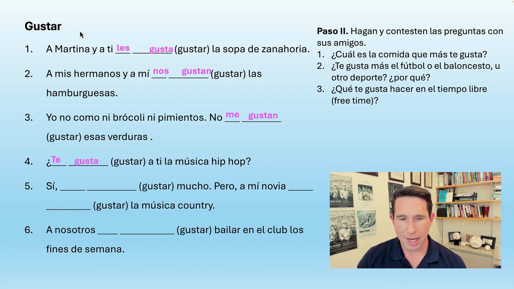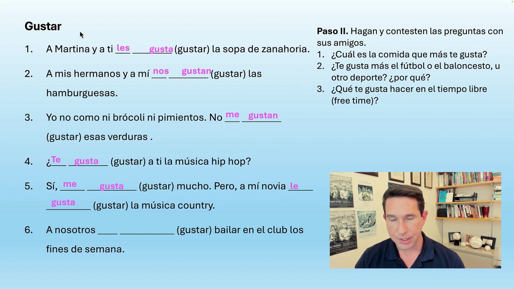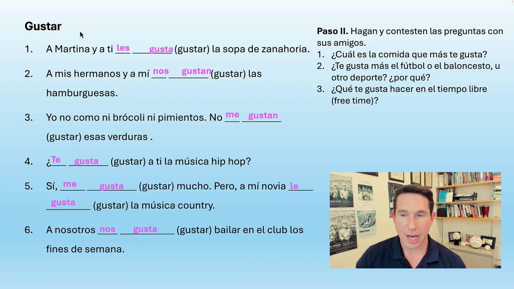C, blank, blank, mucho. So it's a direct answer to the question. So if I'm talking to you, then you would answer and say, sí, me gusta mucho, pero a mi novia, blank la música country. But my girlfriend, le gusta la música country. Good. Y a nosotros, blank, gusta bailar en el club los fines de semana. So we like to dance in the club on the weekends, or dancing in the club on the weekends is pleasing to us. So nos gusta, because it's with a verb phrase, it's always singular.